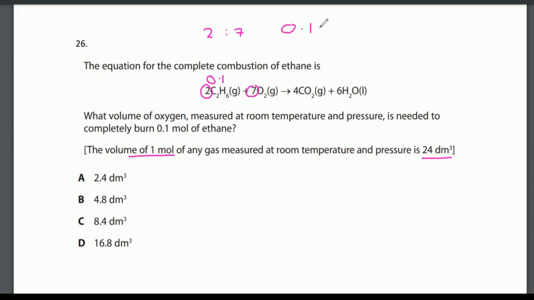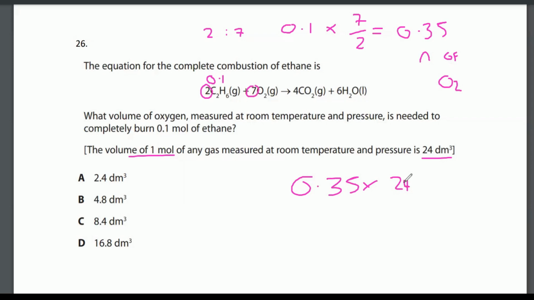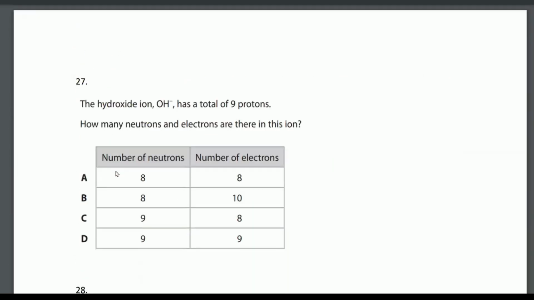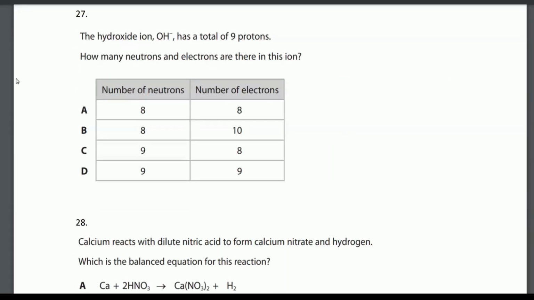We have 0.1 of ethane, so we need to multiply that by a ratio of 7 over 2 to find out how many moles of oxygen we'd need. Obviously, you need a lot more oxygen, and you'll find that if you multiply that by 7 over 2, we need 0.35 moles of oxygen. So what volume of oxygen is that? Well, it's 0.35 times 24, and that is going to be 8.4 dm³. That is the volume of oxygen we'd need.